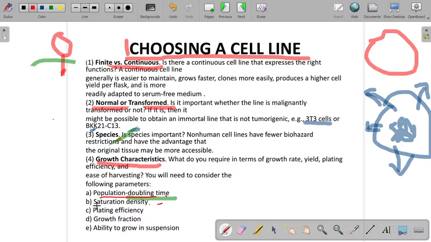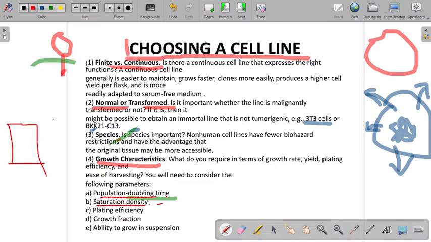Another one is saturation density. What is saturation density? How much saturation happens in the flask, in how much time, and how dense the population is. Depending on that, nutrient condition, antibiotic exposure, media exposure, everything depends.